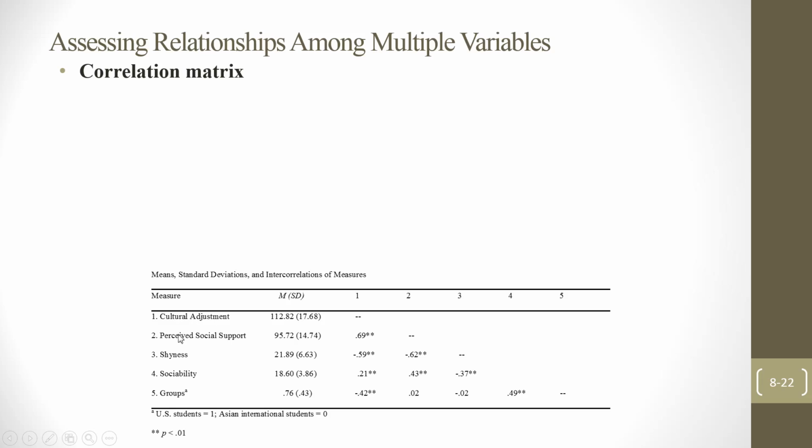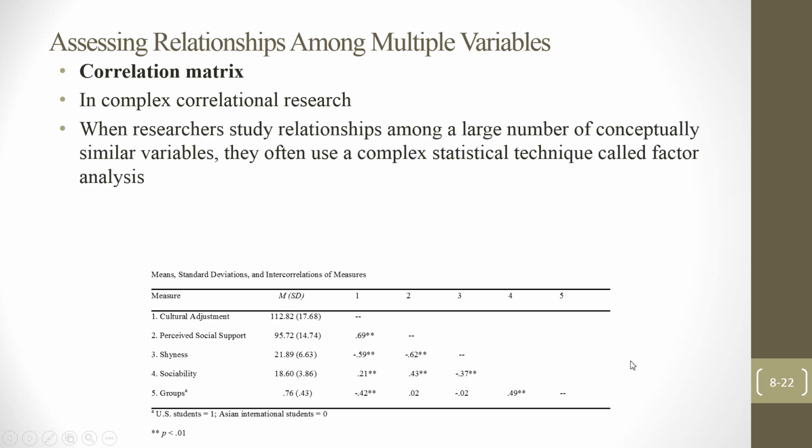How about procedural support and cultural adjustment? So this is one and two. It's 0.69, which is very high. And then this is one and three, shyness versus cultural adjustment, and sociability and cultural adjustment, and finally groups and cultural adjustment, and so on and so forth. That's the matrix, right?